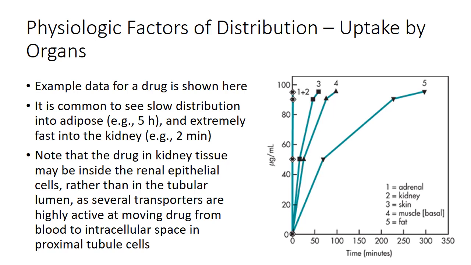Okay, and I have a note on the bottom. The drug in the kidney tissue may be inside the renal epithelial cells rather than the tubular lumen. So the whole point is that even though the kidney is an excretory organ, it does have cells that can accumulate drug. Those renal epithelial cells can be a distribution site, even if ultimately those drug molecules don't get eliminated. So that is possible.